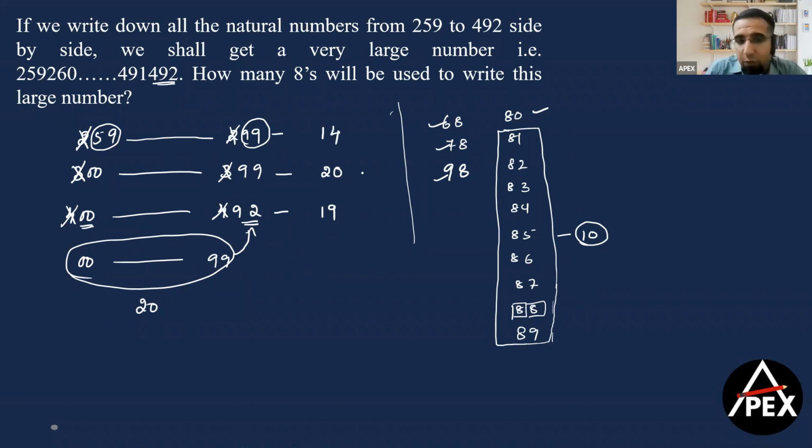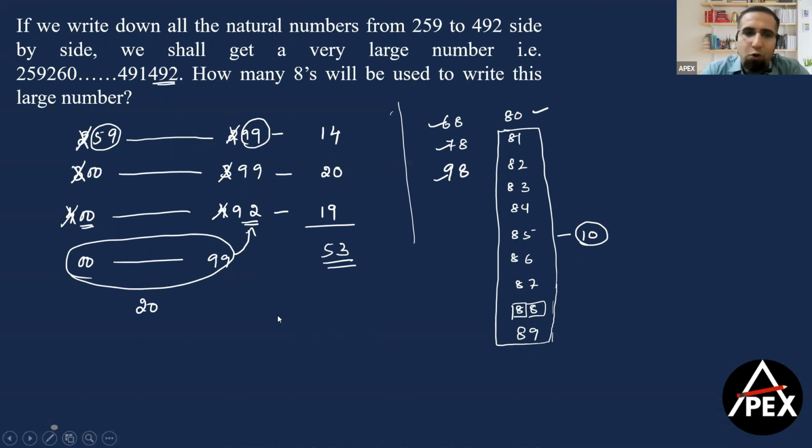So 14 plus 20 gives you 34. 34 plus 19 gives you 53. So therefore, 53 becomes the final answer. This is how we break a seemingly difficult question into the format that we know. We know the format that from 00 till 99, we write any digit 20 times. So we apply that logic and then we calculate our answers.